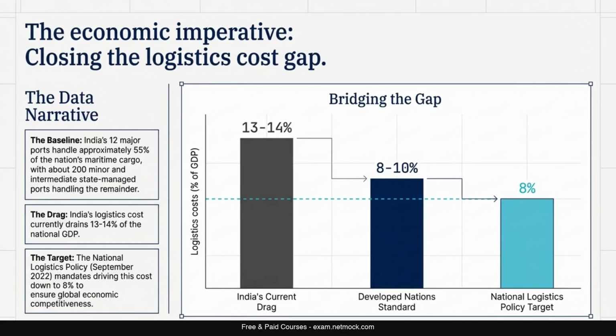India's logistics cost drains 13 to 14% of GDP compared to 8 to 10% for developed nations. The National Logistics Policy of September 2022 targets bringing this down to 8%. India's 12 major ports handle 55% of maritime cargo, with about 200 minor ports handling the rest. Digital twins at major ports directly attack this cost drag and are essential for global export competitiveness.